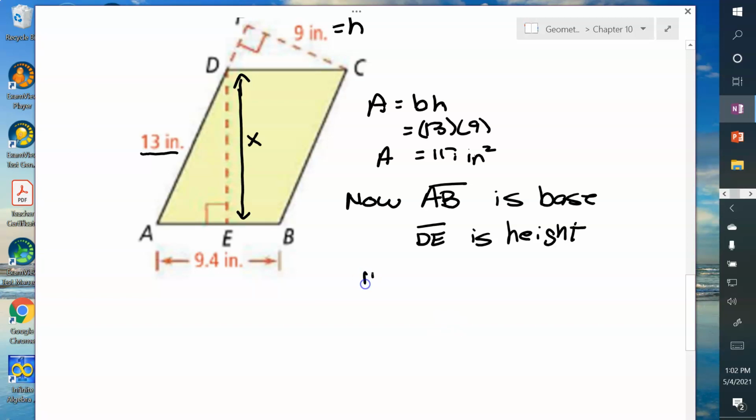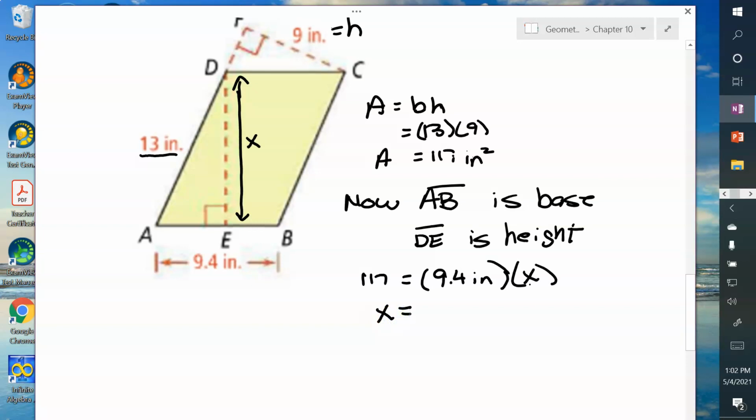I'm going to say that 117 inches squared is going to be our base, which is 9.4 inches, times the height. I don't know what that is, so I'm going to put in x. And to find that height, I need to divide 117 by 9.4. So x is going to be 12.4 inches.